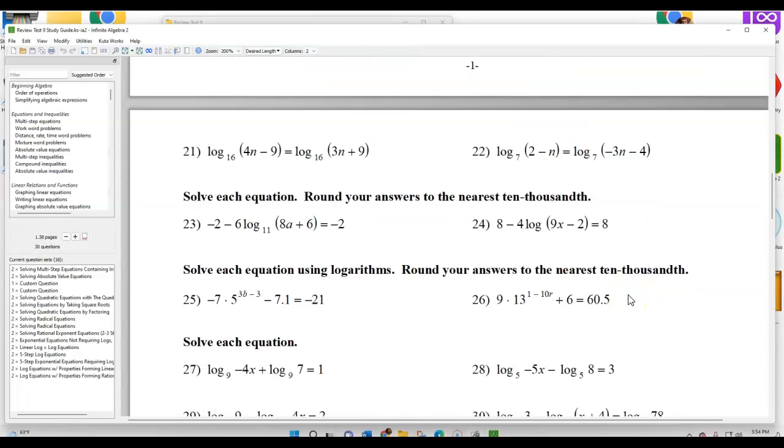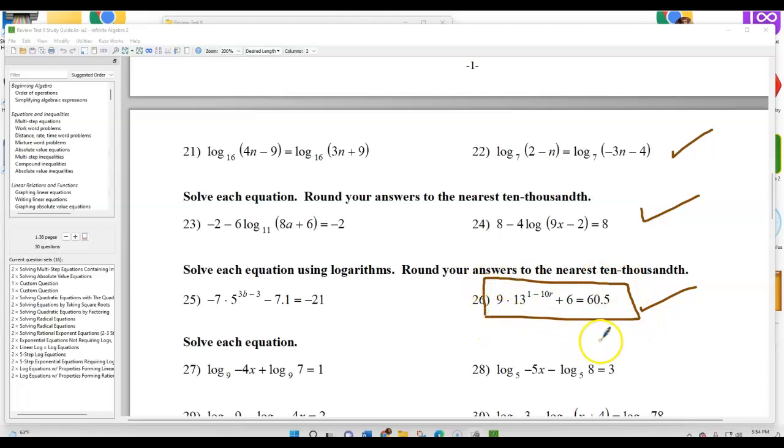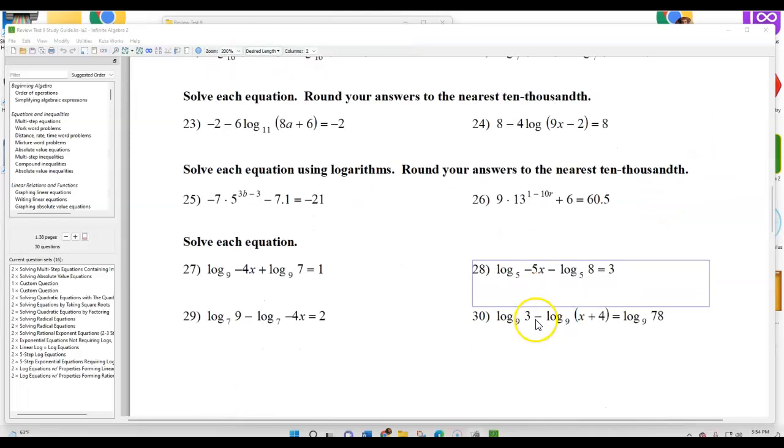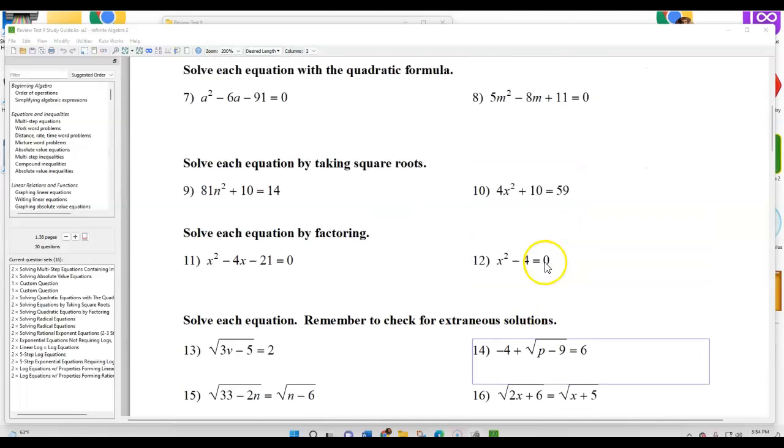What else are we going to be looking at? We're also going to review how to solve some log equations. This is not a log equation, but you actually do use logs to solve it. This is actually an exponential equation, but you will use logarithms to solve it, so that's why it's in the log section there. But basically, that's it, guys. We're just going to do a quick review of all the different types of equations that we've solved this year.